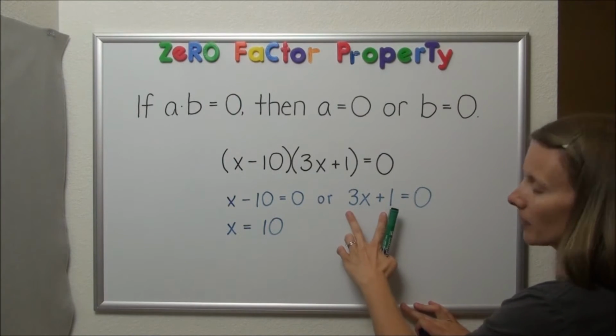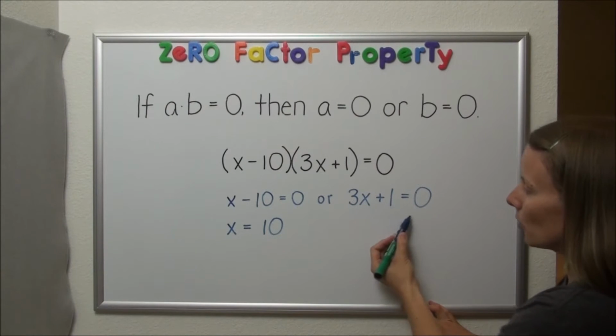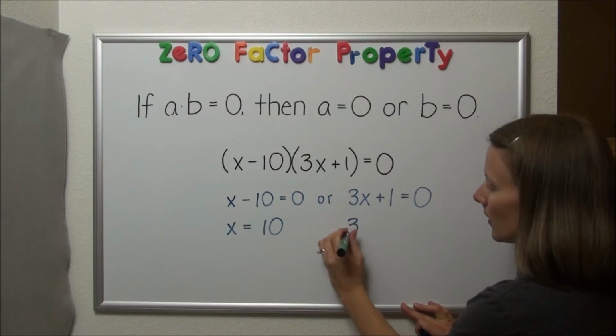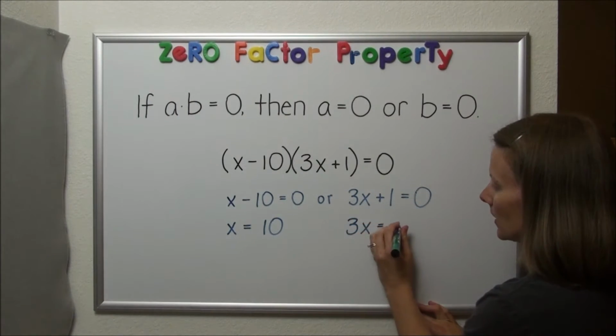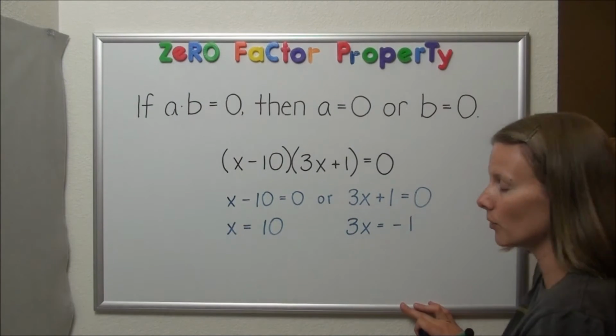For this other equation, I've got a couple steps. First, I need to send the 1 over to the right. So I'll subtract 1 from both sides. That gives me 3x equals negative 1.